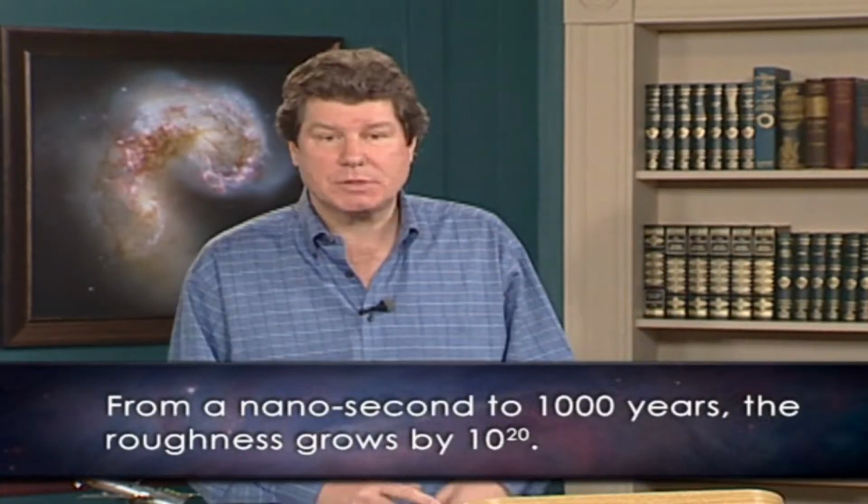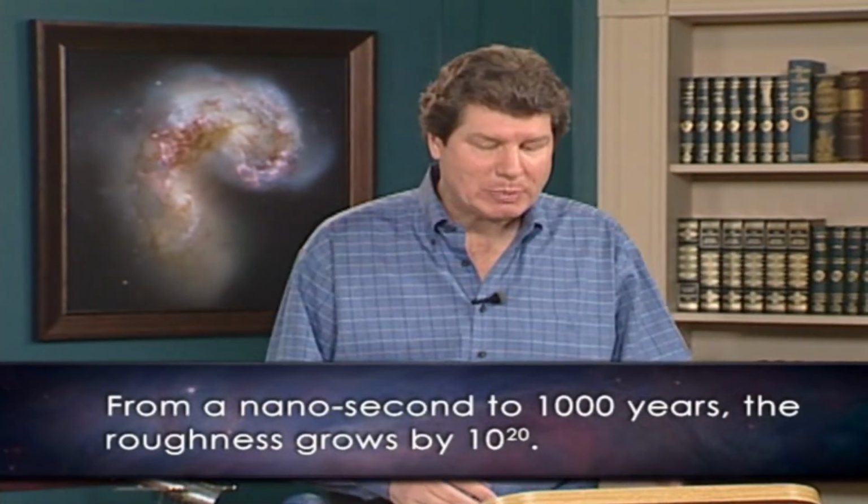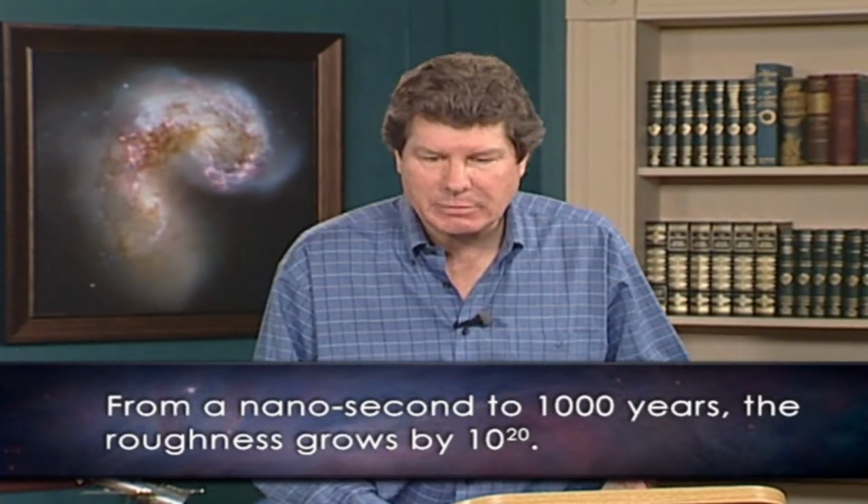Now, this is an exceedingly potent amplification process. For example, during the radiation era, that's before 60,000 years, density variations grow in proportion to time. So from a nanosecond to 1,000 years, the roughness grows by a factor of nearly 10 to the power 20. Now you can see how minuscule seed fluctuations emerging from inflation can end up becoming significant at later times.